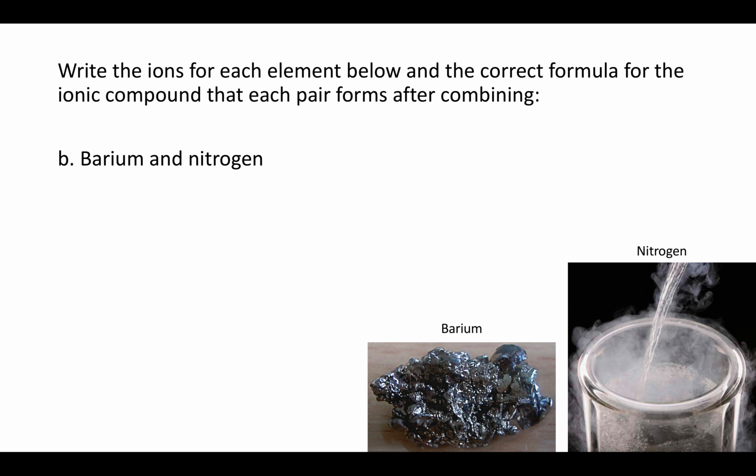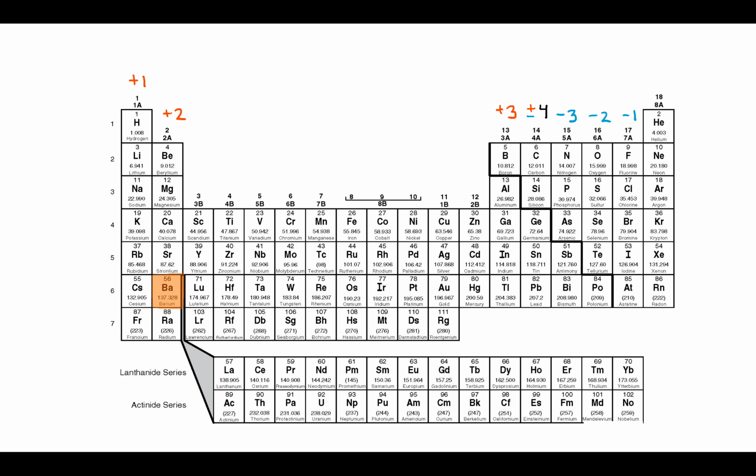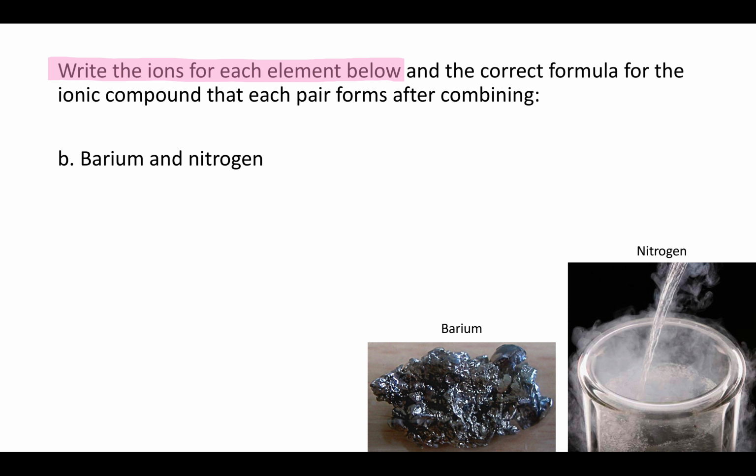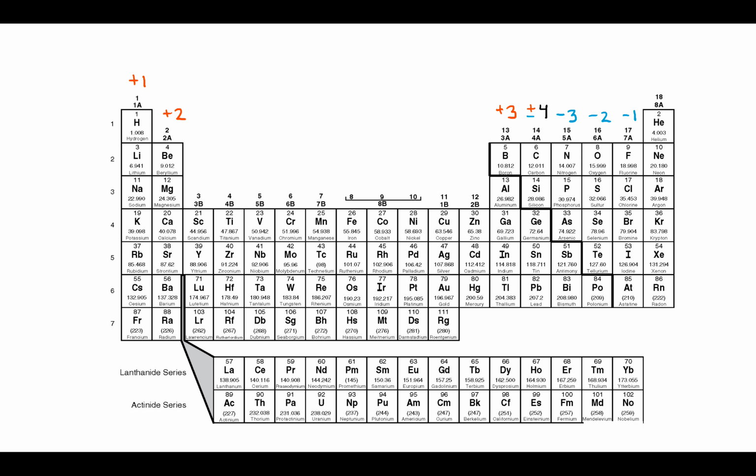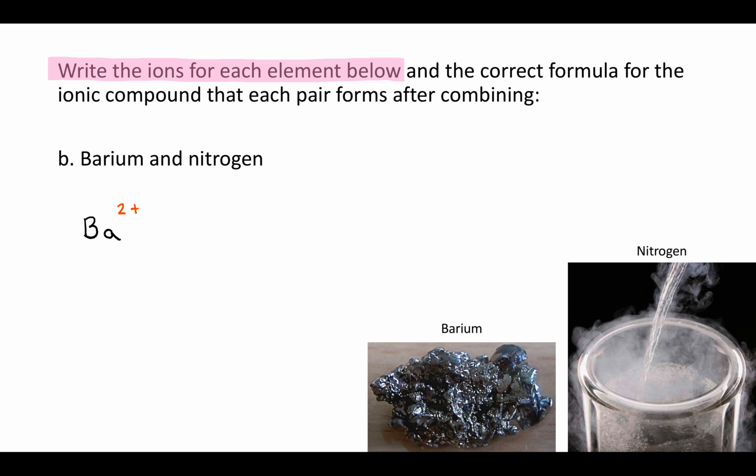Let's try the same thing with barium and nitrogen. So first, let's just write the ions. So first, barium. Barium is in the bottom left of the periodic table. Because it's in column 2A, it has a plus 2 charge. So to write that ion, we'll write Ba with a plus 2 in the top right corner. Next, nitrogen. Nitrogen is in column 5A at the top right of the periodic table. Because it's in column 5A, it has a minus 3 charge. So to write a nitrogen ion, we'll write N with a minus 3 in the top right corner.